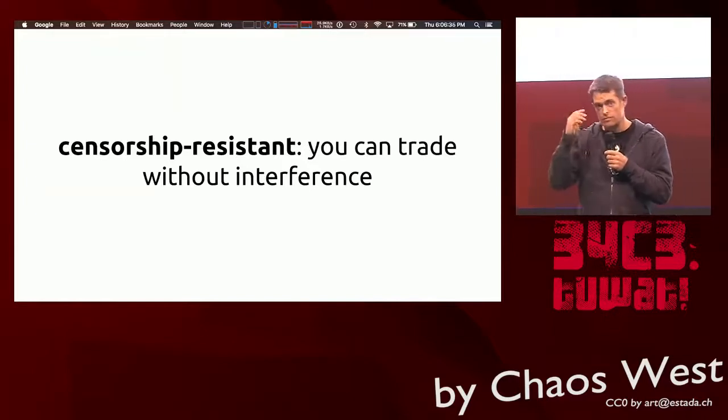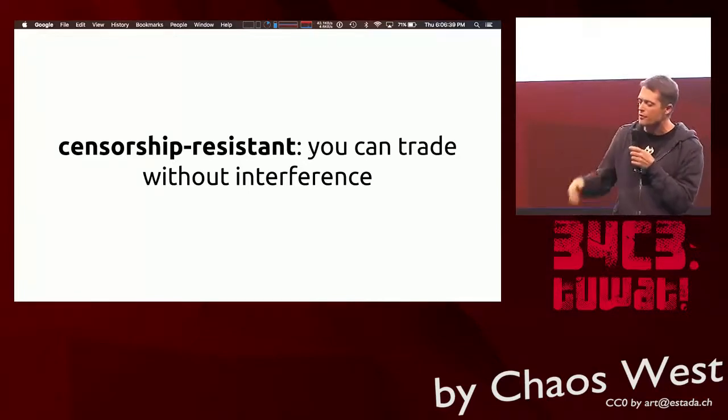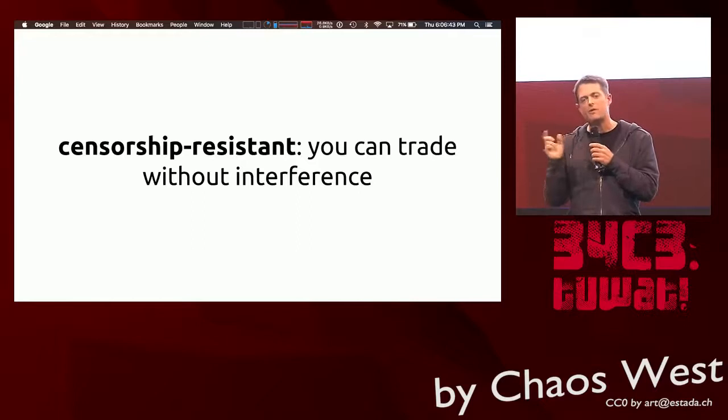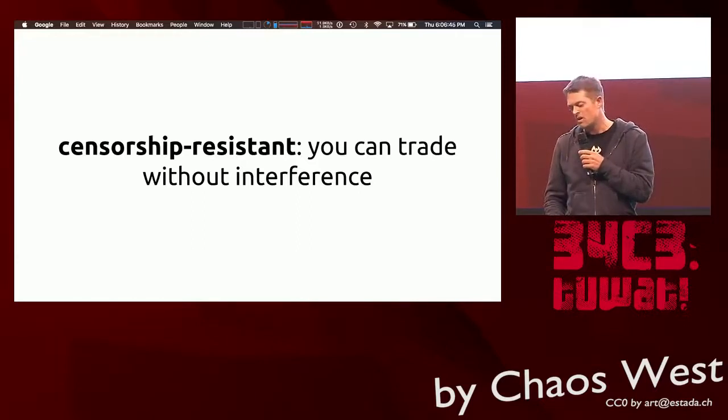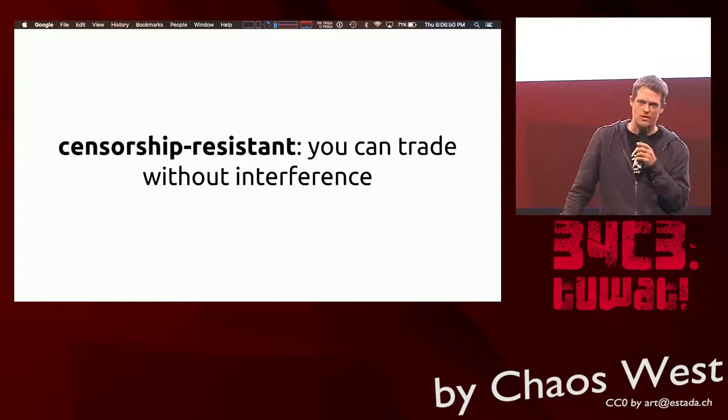So, secure, private, censorship resistant. So when we say censorship resistant, we're referring to users' ability to voluntarily trade with one another without interference from any third party. Today, centralized Bitcoin exchanges are highly susceptible to that censorship.